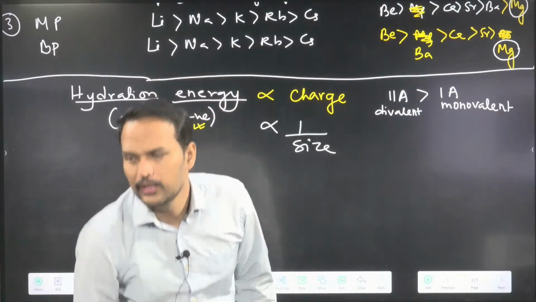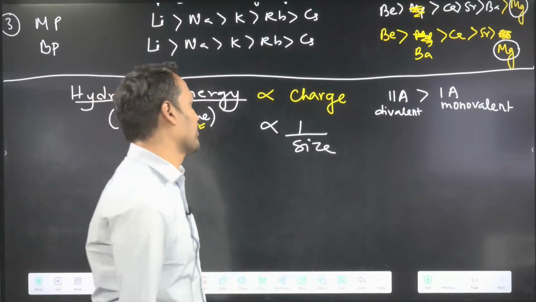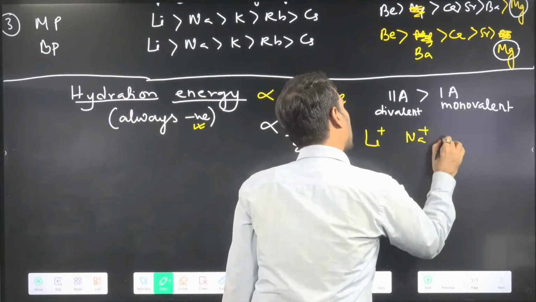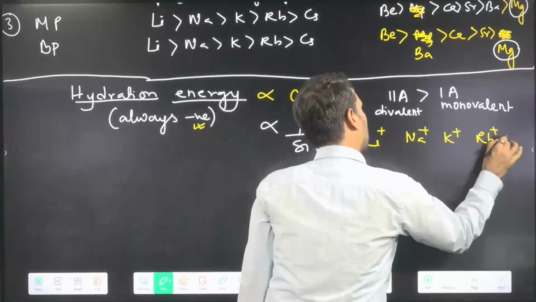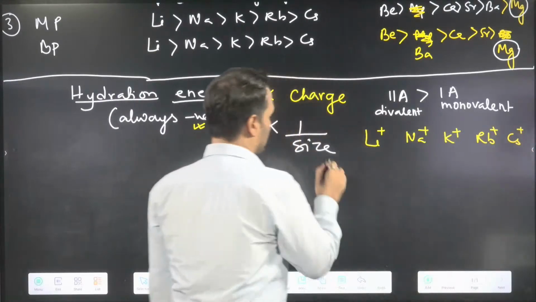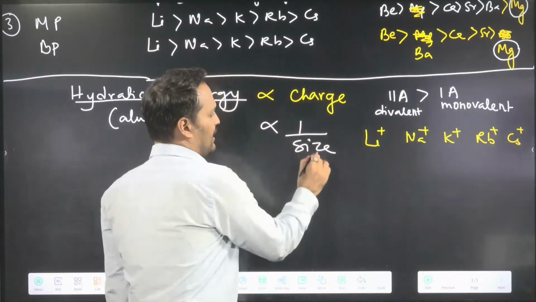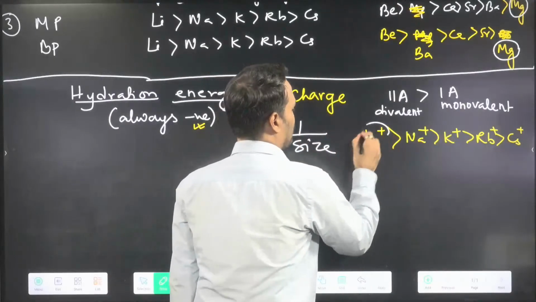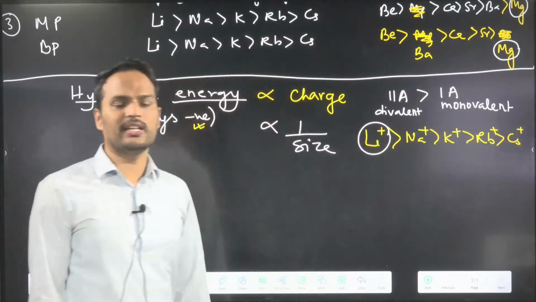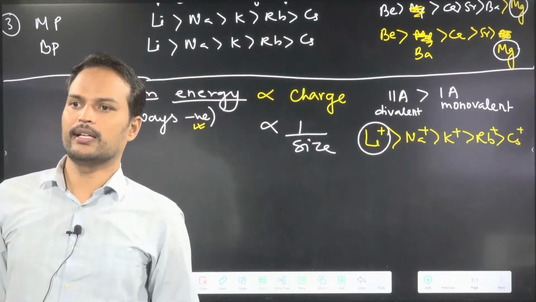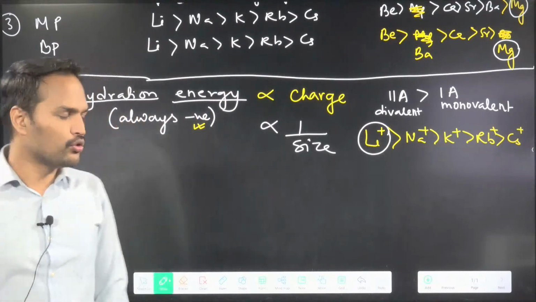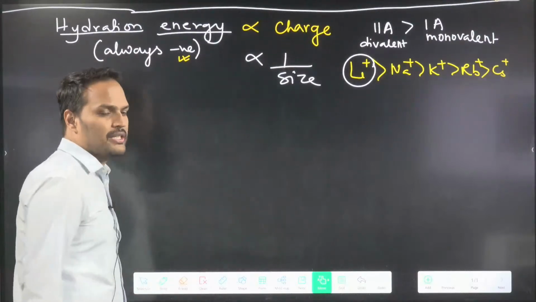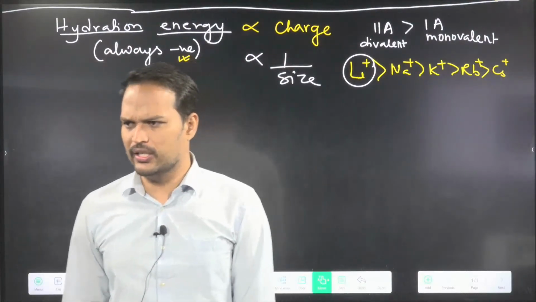Then I will ask you, if I compare within a group: lithium, sodium, potassium, rubidium, cesium. Everywhere the charge is the same, so I will see size. As size increases, hydration energy decreases. Lithium is the smallest, so its hydration energy is maximum. Clear with this point? So basic things are there only. Now let's try to understand what this hydration energy is.